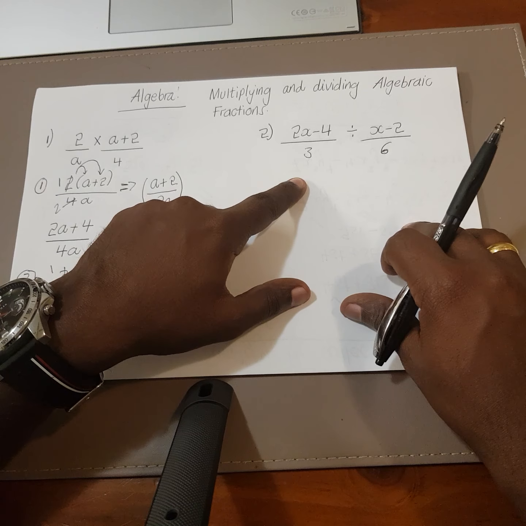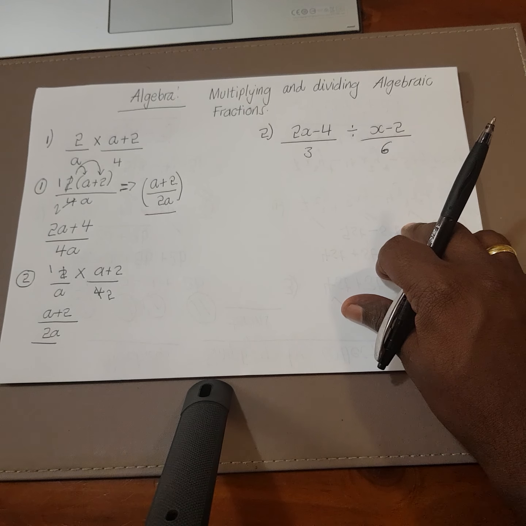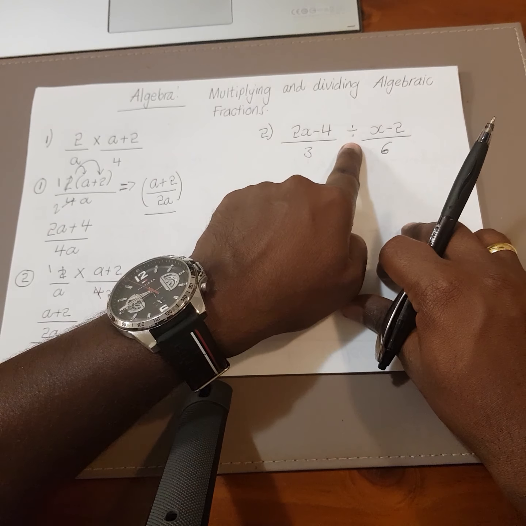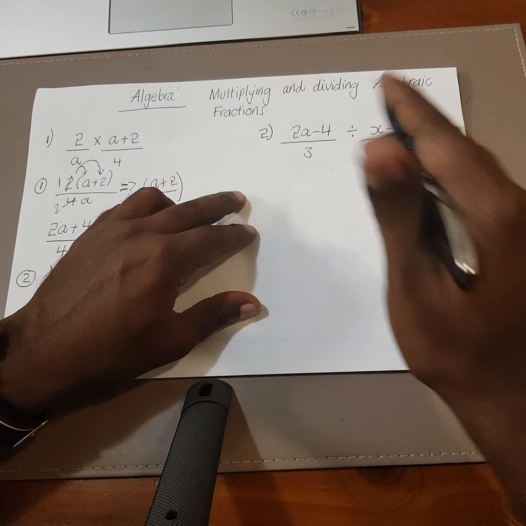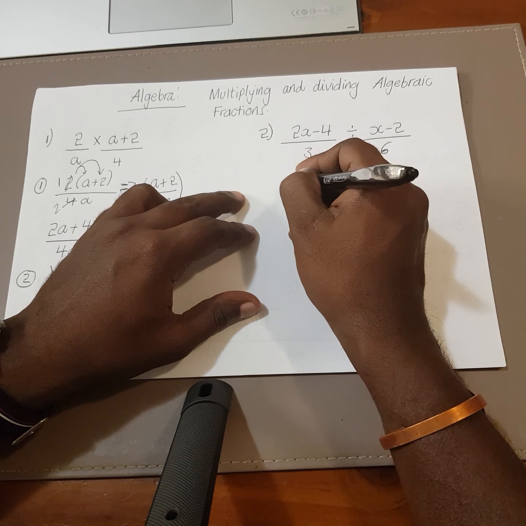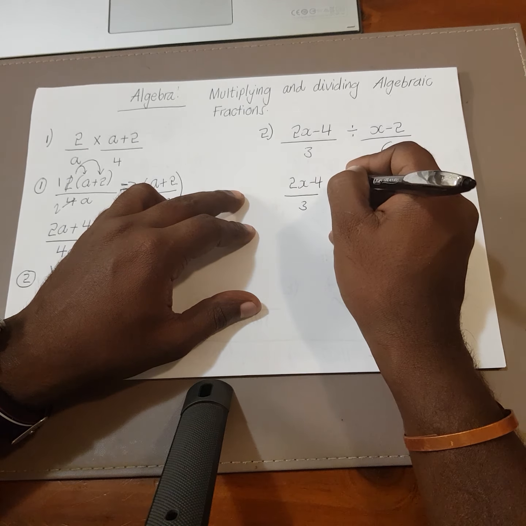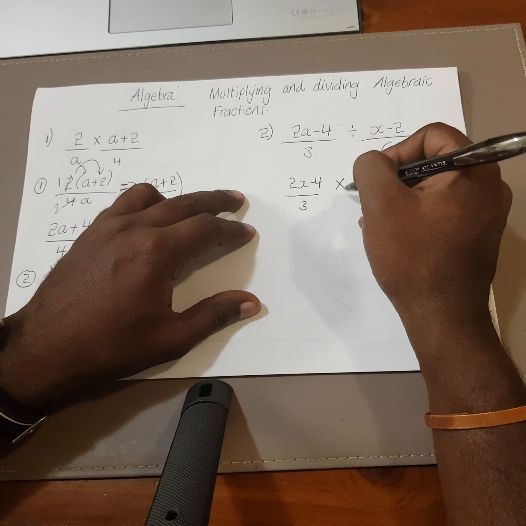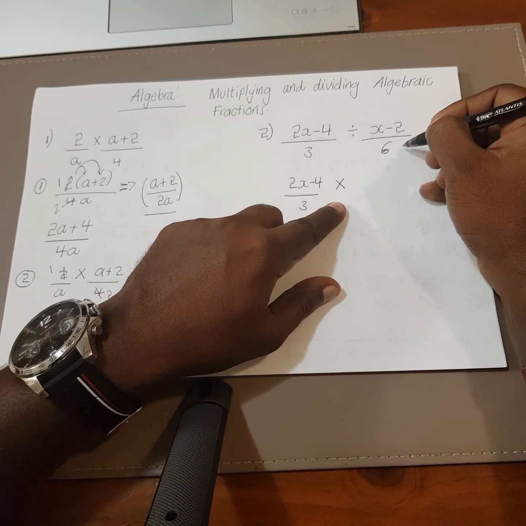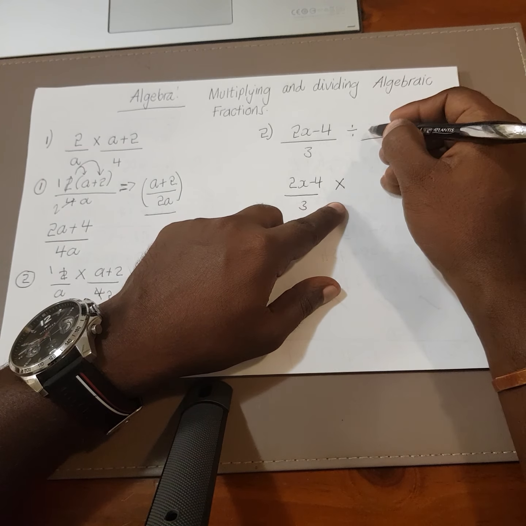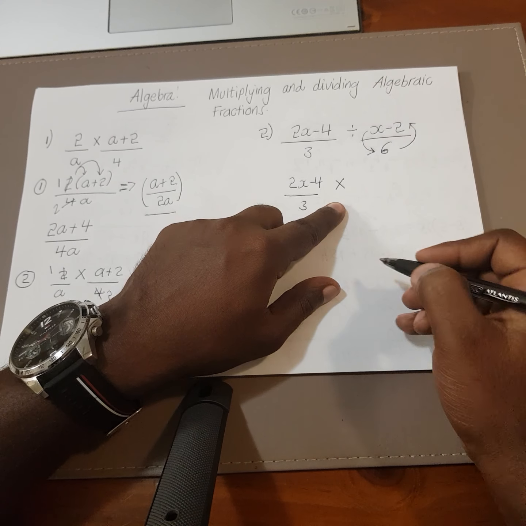All right, so just like basic numerical division, the first thing you need to do is convert that division to a multiplication. So therefore, you're going to go 2x over 4 divided by 3, and then you convert the division to a multiplication. And then what you do, you swap the numerator and the denominator.